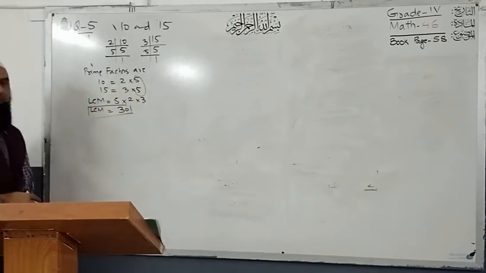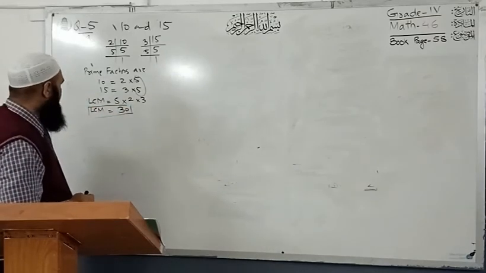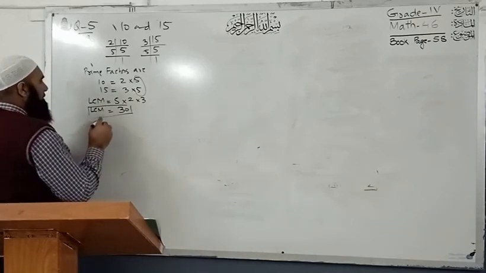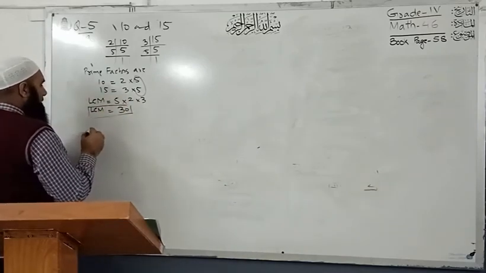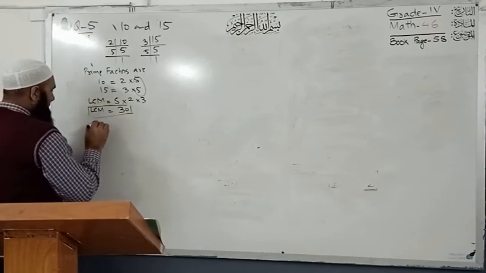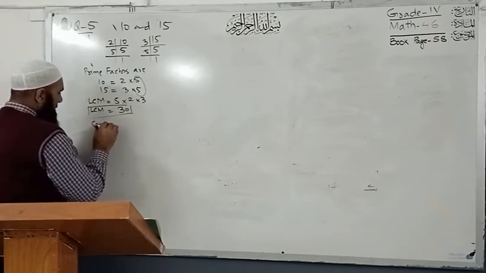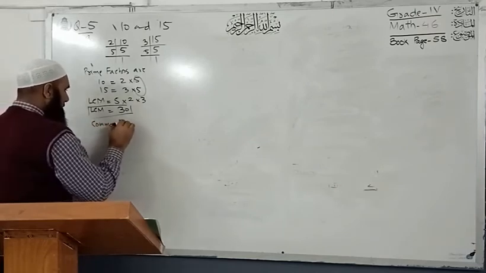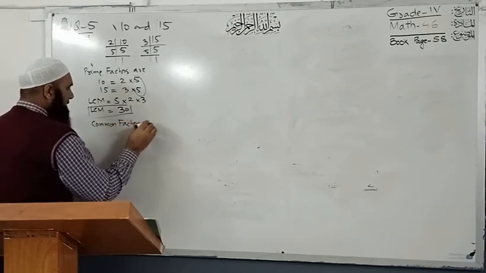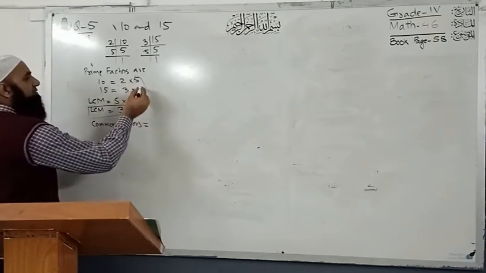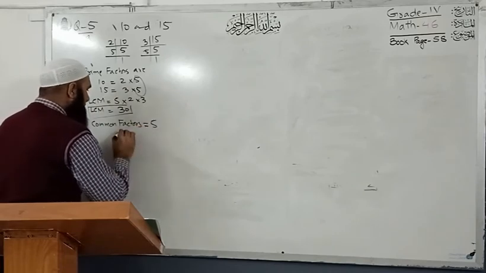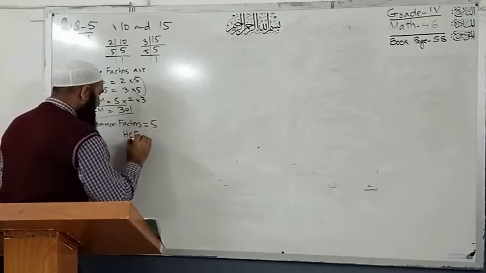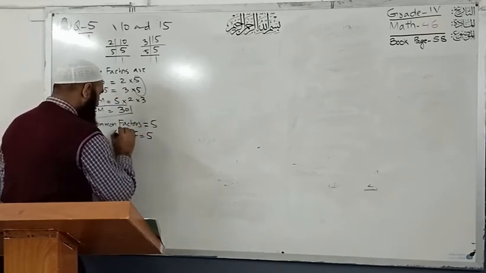Okay. Now find the highest common factor, which comes from the common factors. So what are the common factors? In this case, the common factor is only 5. So this is our HCF.